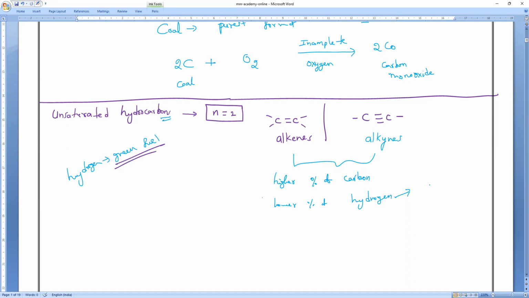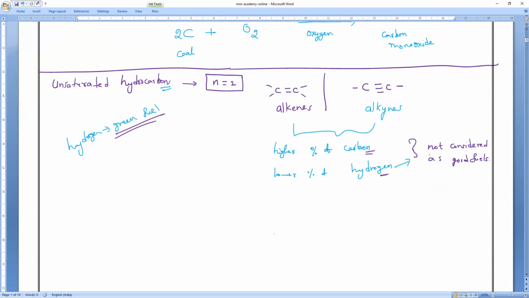That is the purpose we basically need hydrogen. So here, a higher percentage of carbon and a lower percentage of hydrogen is there. That is why they are not considered good fuels. Like kerosene and all, they also produce unburnt carbon in the form of soot, a smoke, a black powder-like substance.